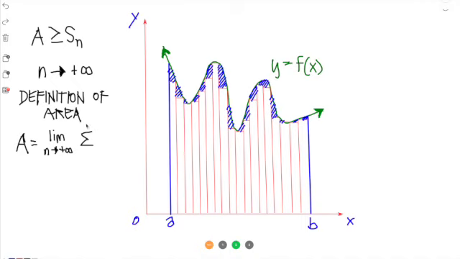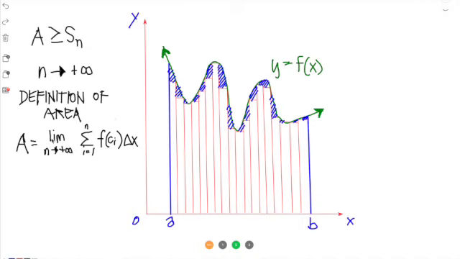So the summation, upper bound is n, the first one is 1. So this is still the equation earlier, which is f of ci multiplied by delta x. So this is the limit that we are looking for. So the definition of our area is this.